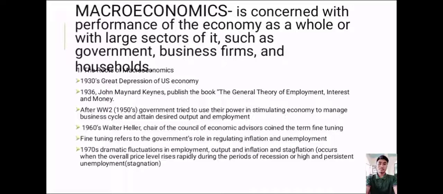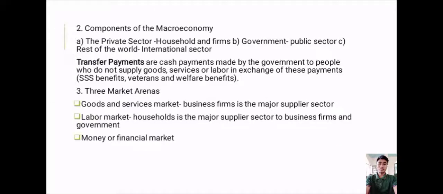And in the 1970s, dramatic fluctuations in employment, output, and inflation, and stagflation, when the overall price level rises rapidly during periods of recession or high and persistent unemployment and stagnation. Components of the macro economy, the private sector. Transfer payments are cash payments made by the government to people who do not supply goods, services, or labor in exchange for this payment, such as SSS benefits, veterans and welfare benefits.